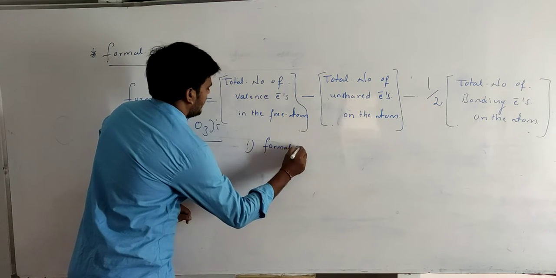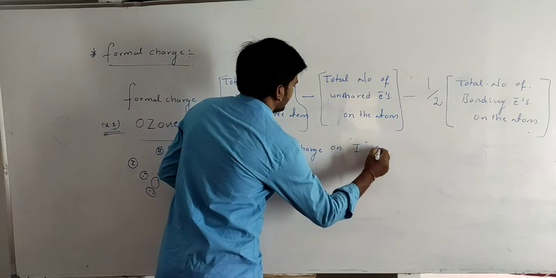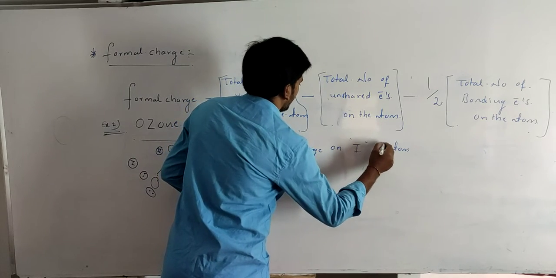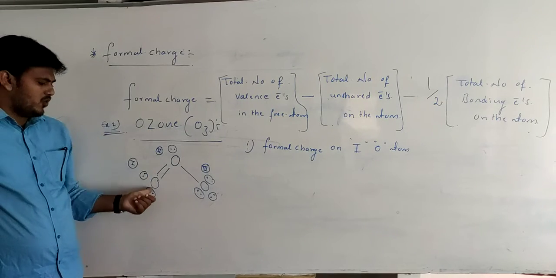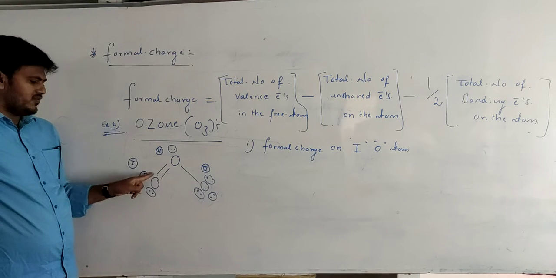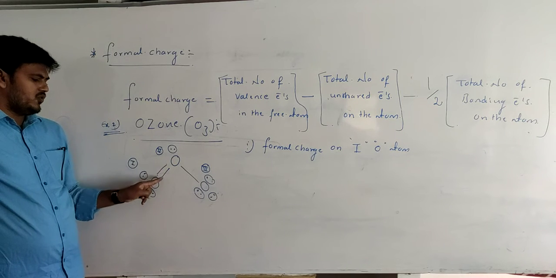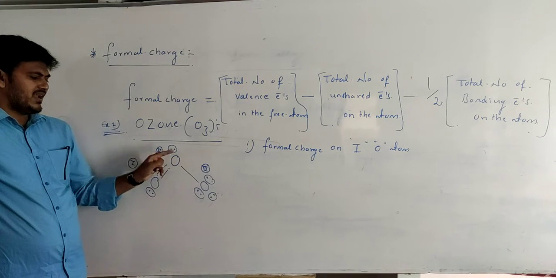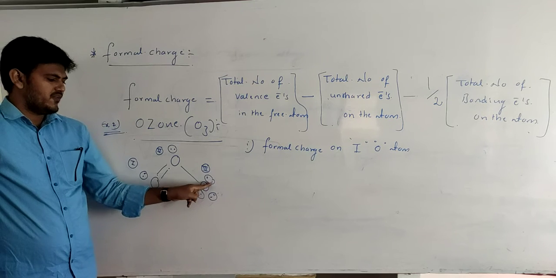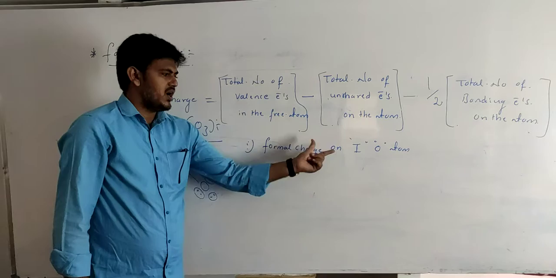Formal charge on first oxygen atom. So actually, ozone formula O3. So double bond and single bond. Total electrons are 8. 1, 2, 3, 4, 5, 6, 7, 8. Next, second oxygen atom, 8 electrons. Third oxygen atom, 8 electrons. So formal charge on first oxygen atom.